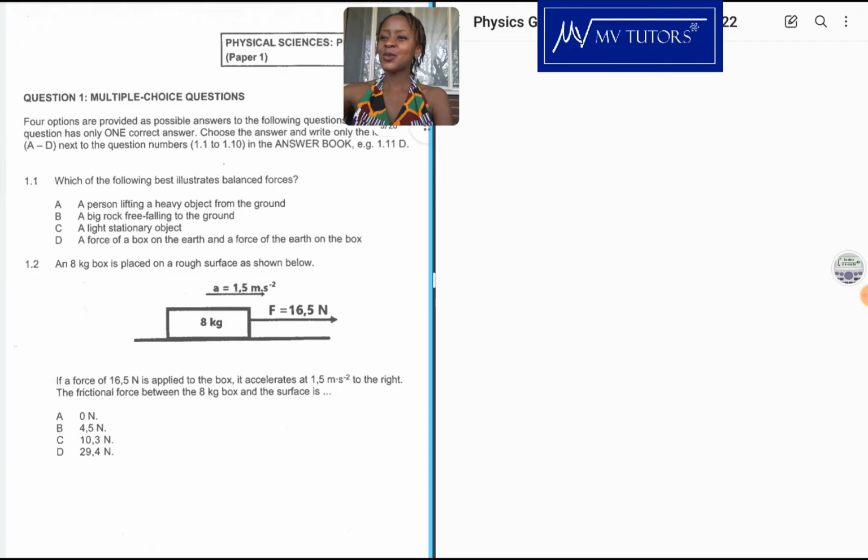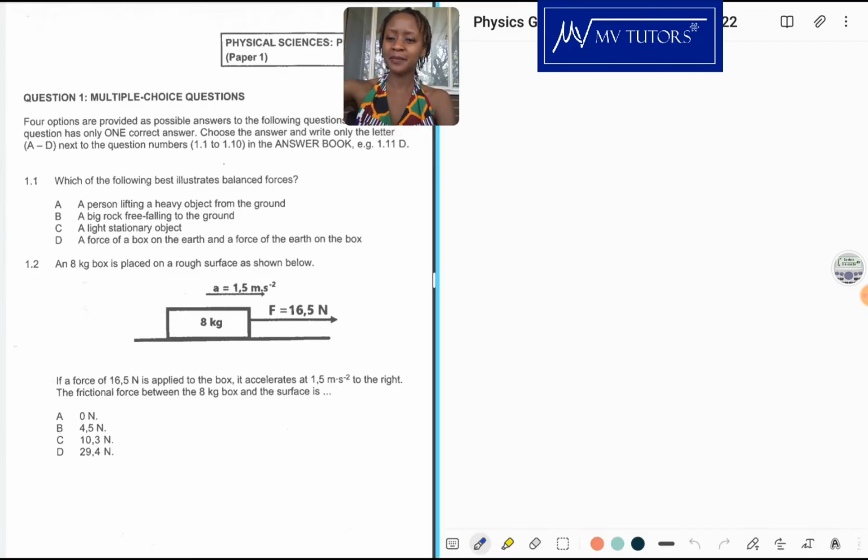Okay, so now question 1. 1.1, which of the following best illustrates balanced forces? Okay, so A, a person lifting a heavy object from the ground. So they lifted it from the ground to wherever. That is work done, basically. That would be force times displacement. Doesn't really tell me about balanced forces.